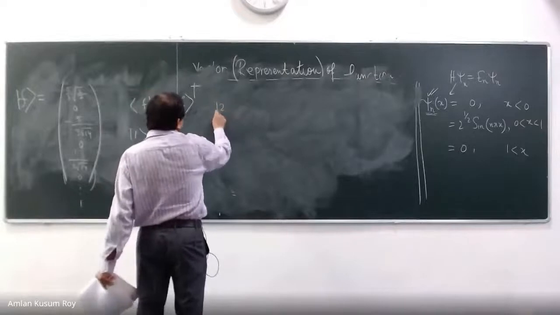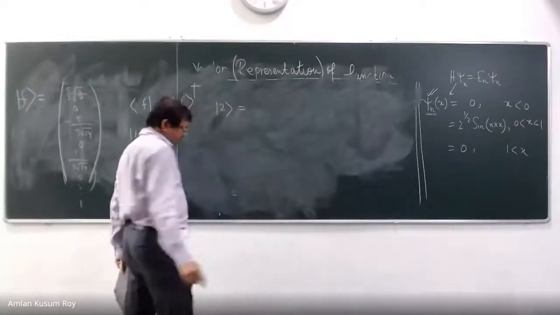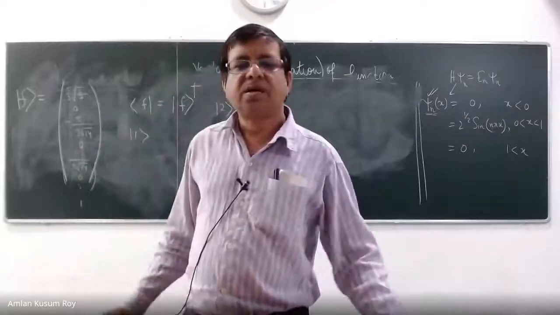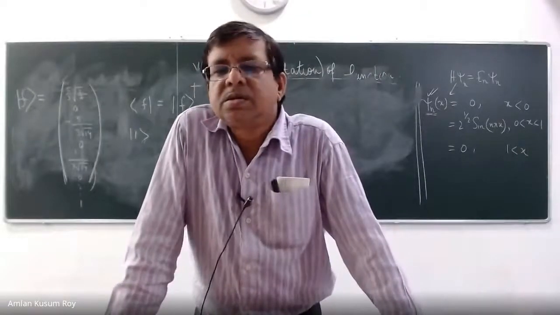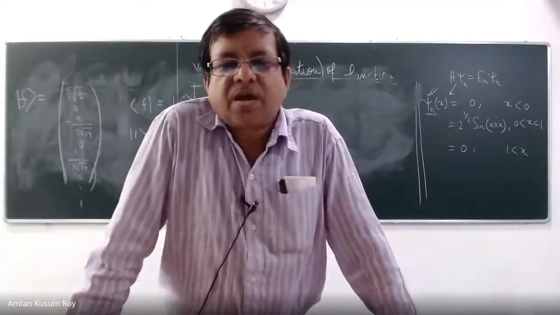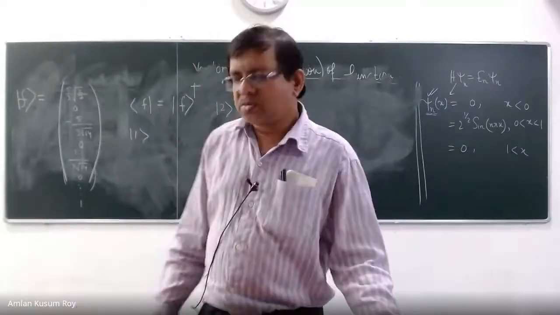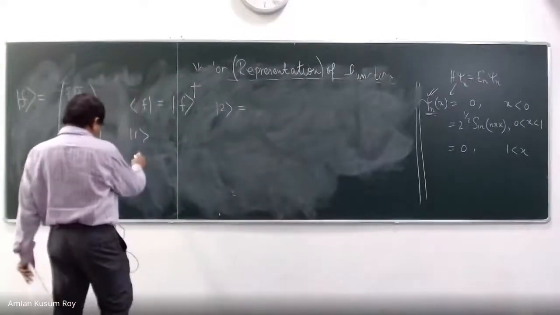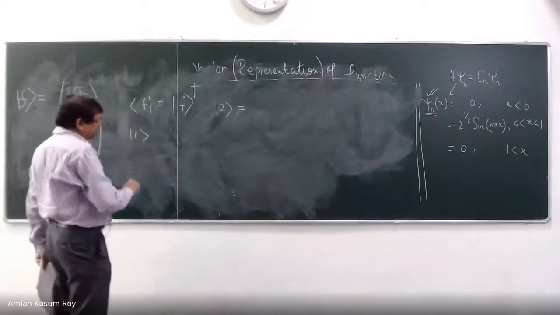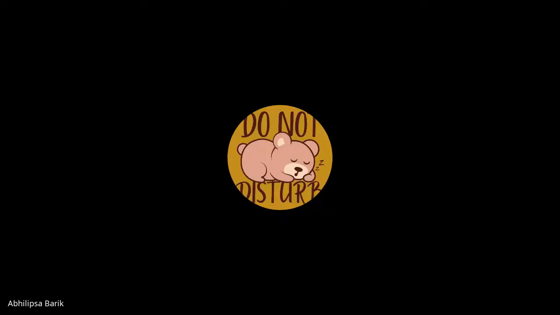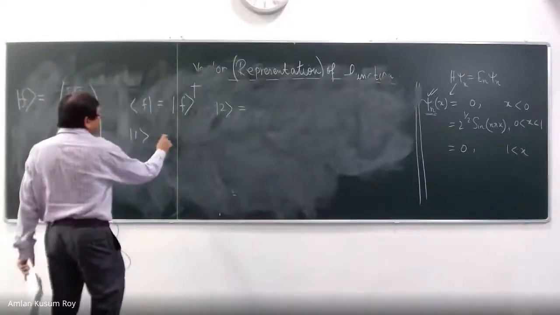Suppose I want to write 2. What should be the representation? That's great: 0, 1, 0, 0, 0. Can you tell me why it is so? What is the representation of 1? Of course, you can write it: it will be 1, 0, 0, 0. But why is it so?